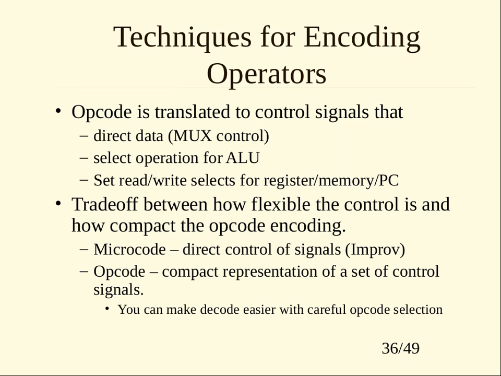Microcode, direct control of signals. This will become really obvious when you start trying to implement your system, your in-order simulator. Your opcode represents the control signals that come in. So when you have an add, you want these control signals on. When you want to multiply, you have these control signals on. You can make decode significantly easier with careful opcode selection. If you choose your opcodes correctly, aka the exact numbers that represent an add and subtract, etc., you can make your decode a lot simpler.